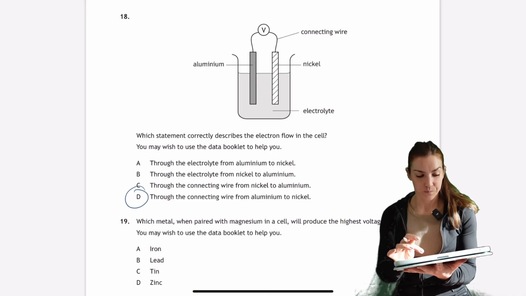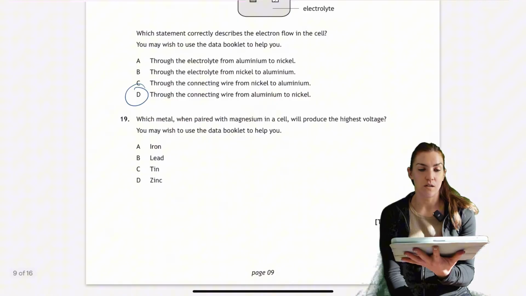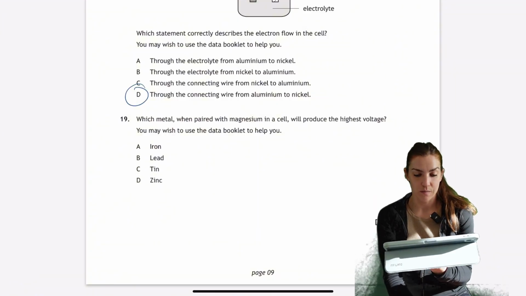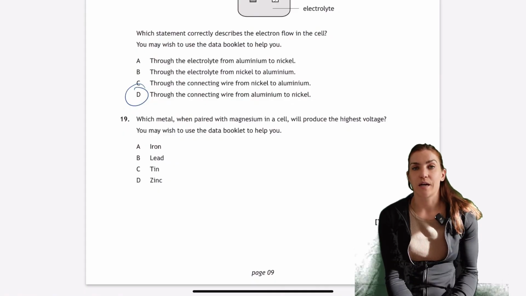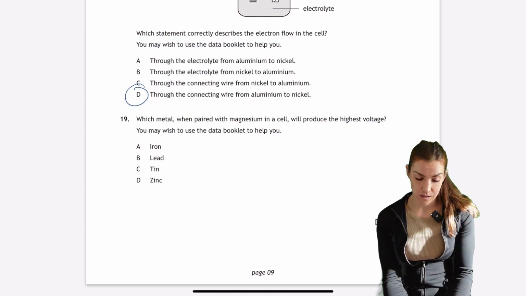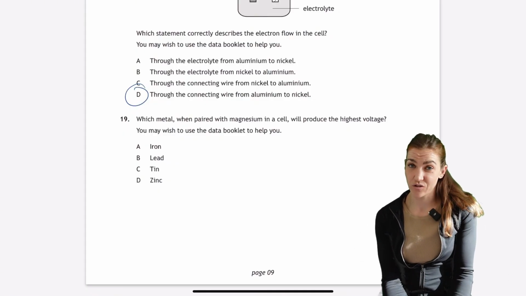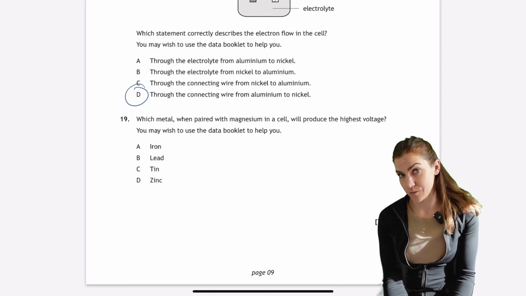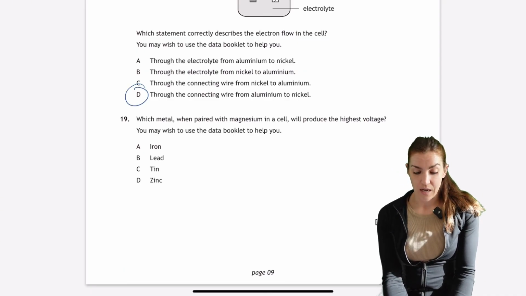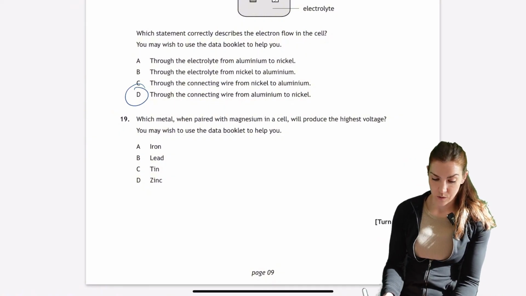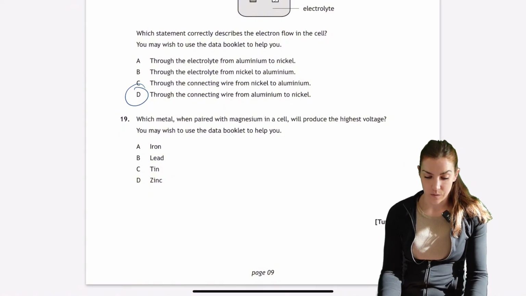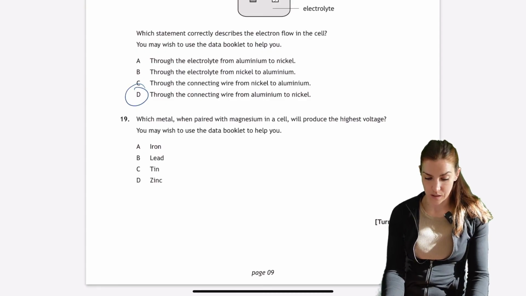That's the answer. Question 19, which metal, when paired with magnesium in a cell, will produce the highest voltage? You must use the data booklet to help you. So again, the electrochemical series, their best friend here. Anything to do with metals generally is the electrochemical series that you would use to help you. And the highest voltage is between the metals that are furthest apart. So if we're looking to see which one is paired with magnesium to give a higher voltage, it would need to be the one furthest from magnesium.